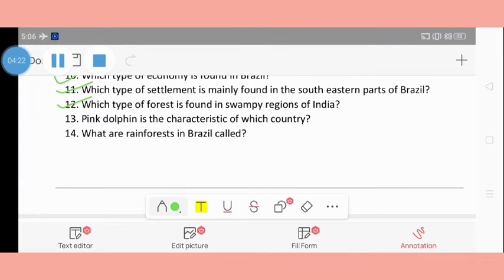Question number 13. Pink dolphin is a characteristic of which country? The pink dolphin is the characteristic of the country Brazil.